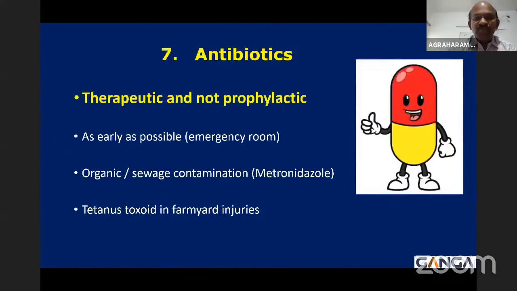Important thing in the casualty that we need to do is, once the patient is stabilized, we splint the fracture, take a photograph and apply the dressing. And after that, we need to look at giving the antibiotics as early as possible. Now the current evidence says that we need to administer the antibiotics as early as possible. And whenever there is organic or sewage contamination, we need to consider giving additional metronidazole. And tetanus toxoid is very important, especially in farmyard injuries.